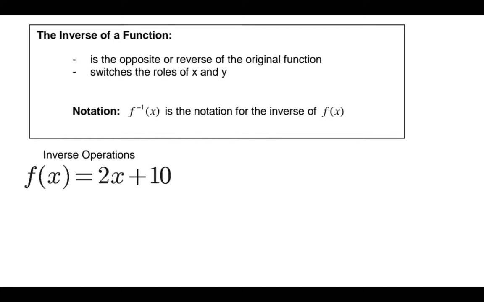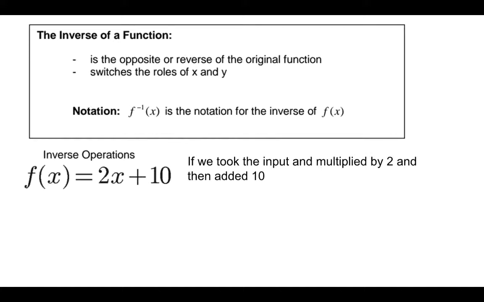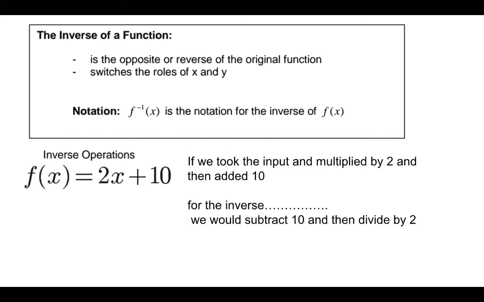So start off with inverse operations. If you notice that what we're doing is we're taking the inputs and multiplying them by 2 and adding 10, what we can do for the inverse is subtract 10 and then divide by 2. So the inverse operations in the reverse order. So the inverse, f inverse of x, is (x minus 10) over 2.